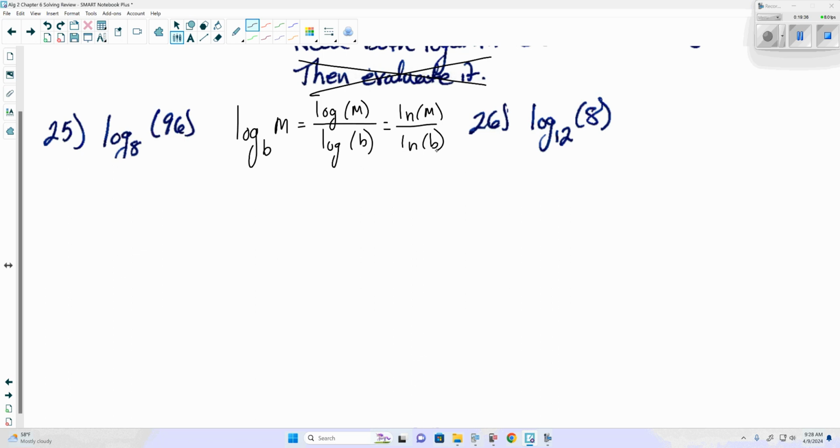So for these last four here, you need to write it in common logs. Common logs, log, where the base is 10, or just log. Common log just means log. And natural logs, ln. So for log base 8 of 96, I'm going to write a fraction. On top we'll have log, on bottom we'll have log.